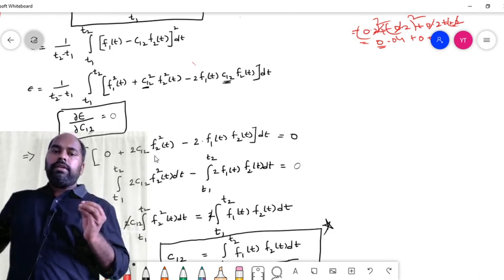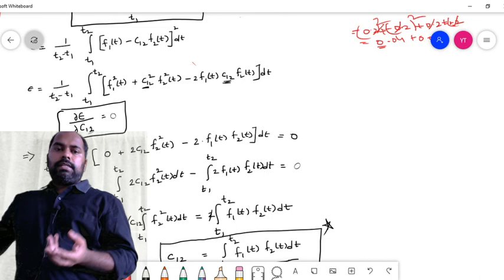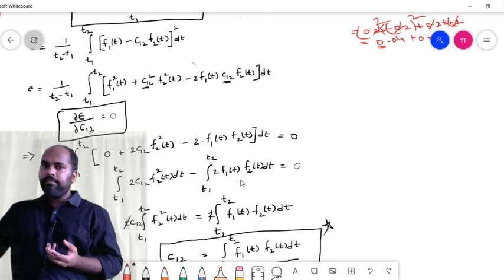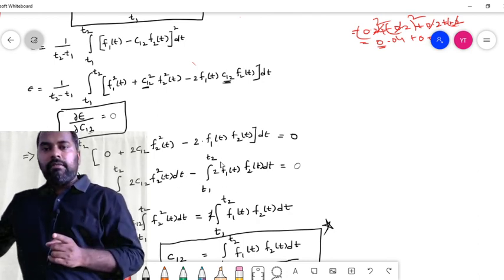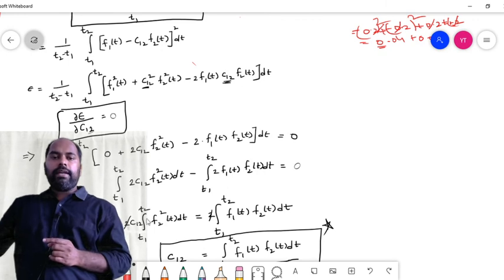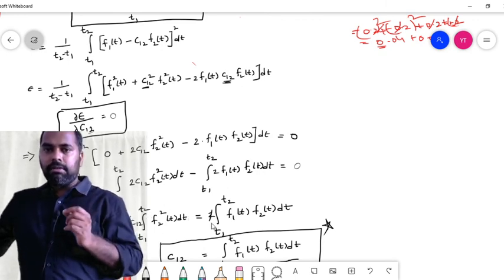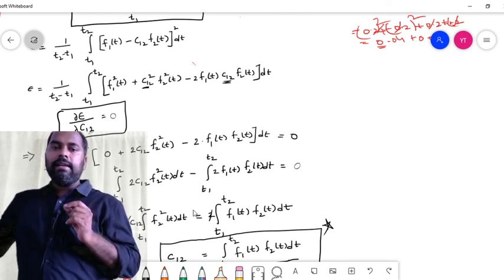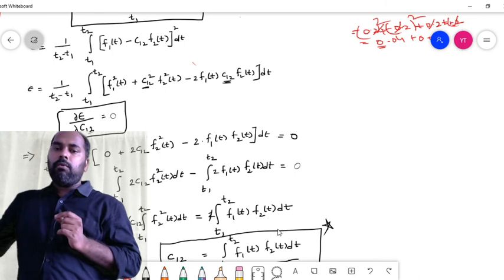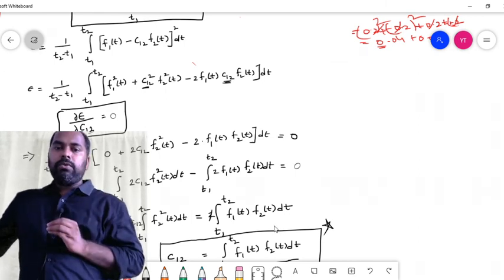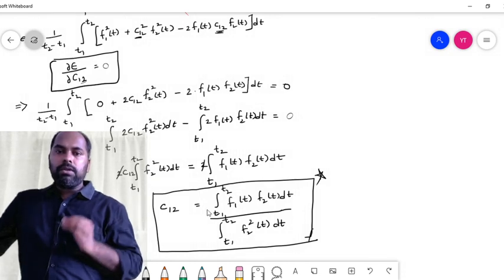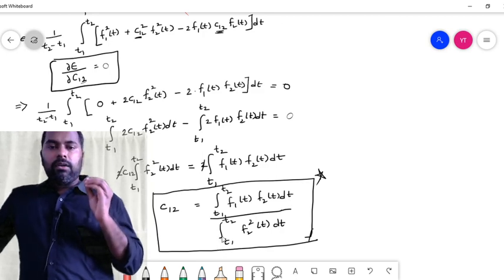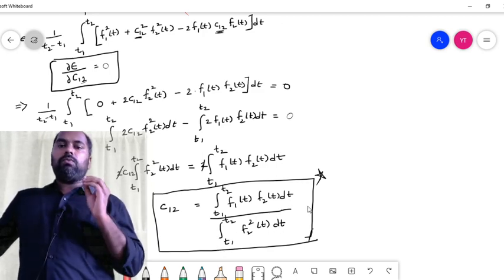Now, integral over t1 to t2, no need of having 0 here. Taking this variable to this side, 2 into c12 integral over t1 to t2 f2 square of t dt equals 2 into integral over t1 to t2 f1 of t into f2 of t dt. The 2 will get cancelled. Then what is my objective? I want to find C12. Therefore C12 equals integral over t1 to t2 f1 of t into f2 of t dt divided by integral over t1 to t2 f2 square of t dt. This is C12.